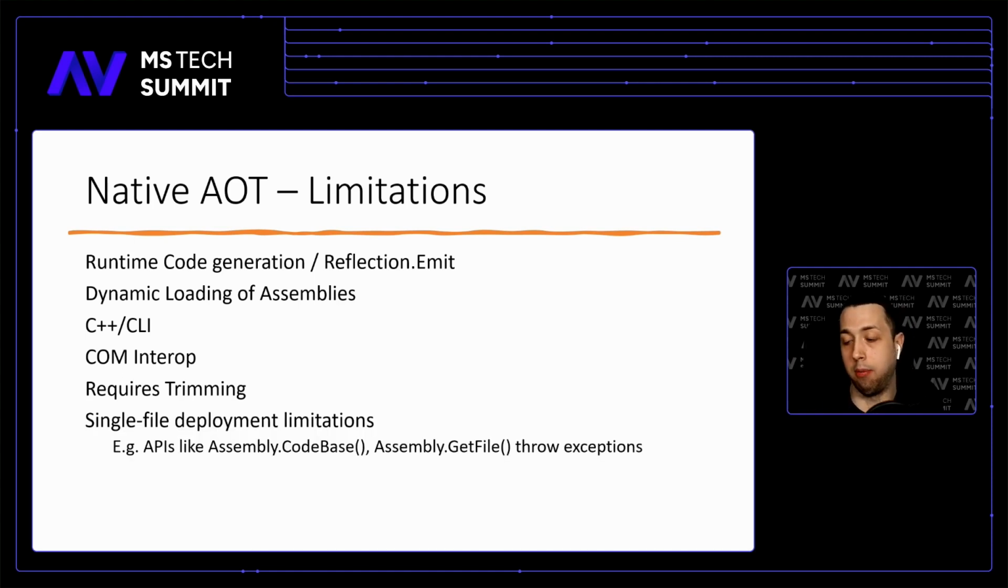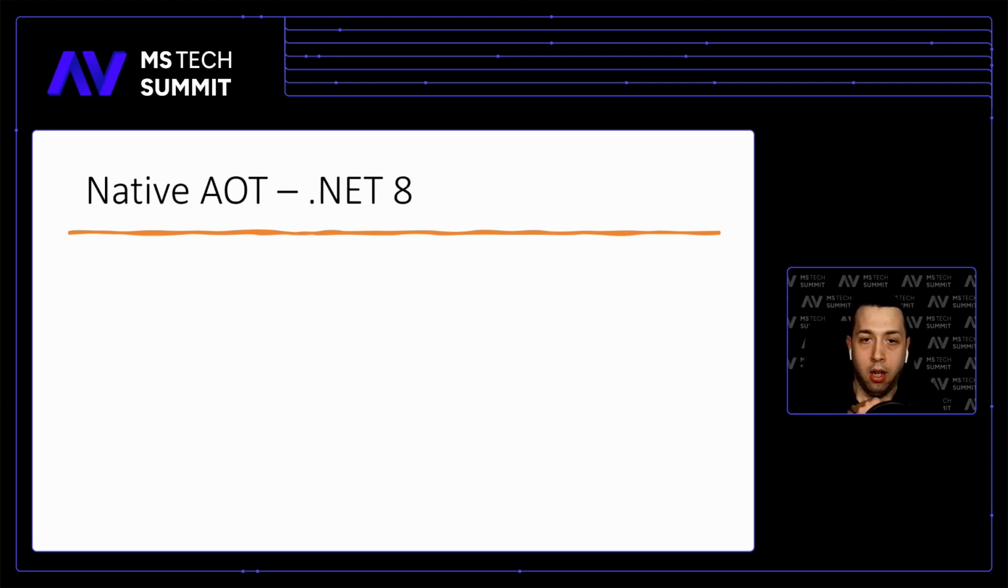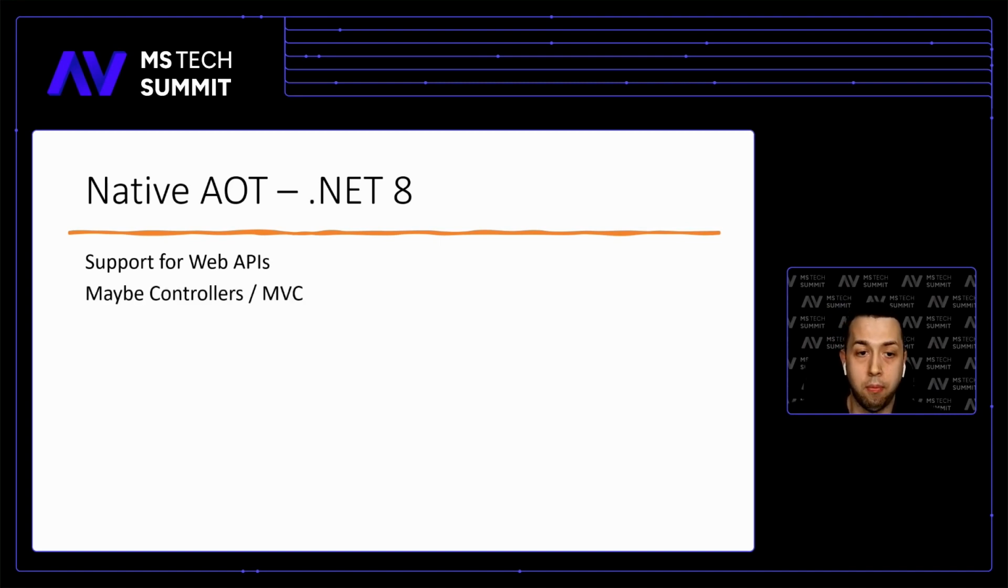Also, some of the same limits to single file deployments exist, so some methods might throw an exception. But in .NET 8, they now announced that they want to support web APIs. So simple, minimal web API projects should work. Maybe they're also looking into supporting controllers or MVC, but they might do it, they might not.